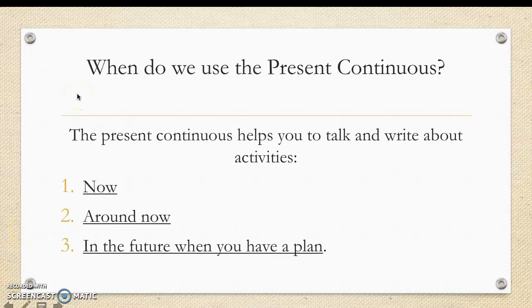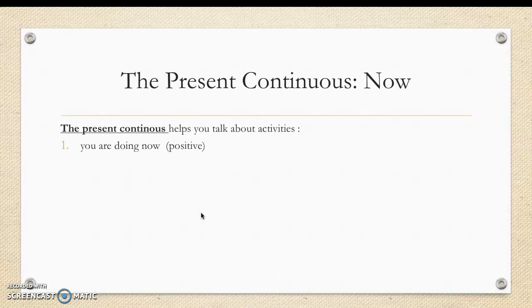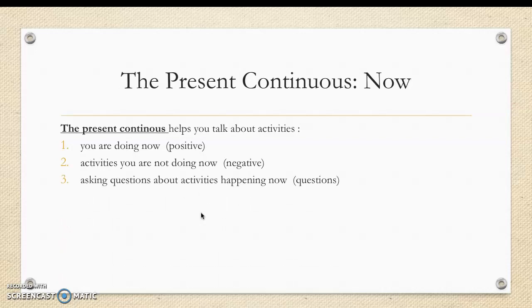When do we use the present continuous? The present continuous helps you to talk and write about activities that are now, so now in class, so you're studying, around now, and in the future when you have a plan. Let's see what this means. For now, the present continuous helps you to talk about activities that you are doing now, so that's a positive structure. A negative, activities you're not doing now, and asking questions about activities happening now.